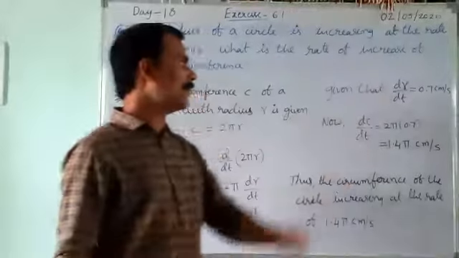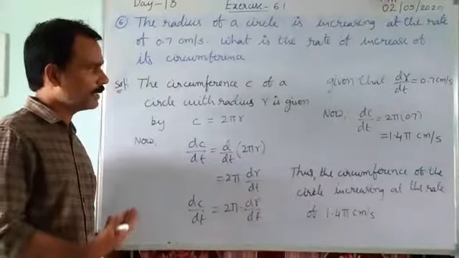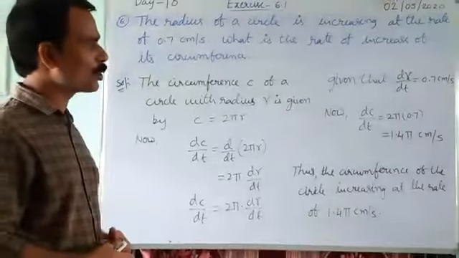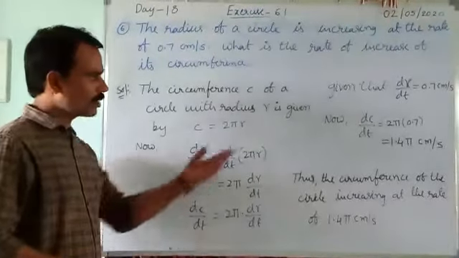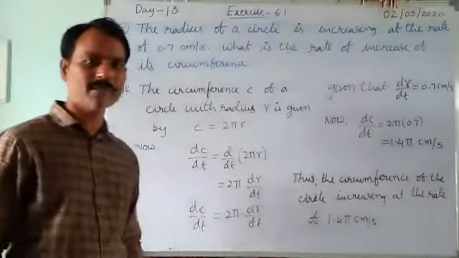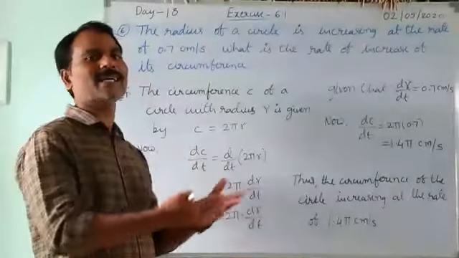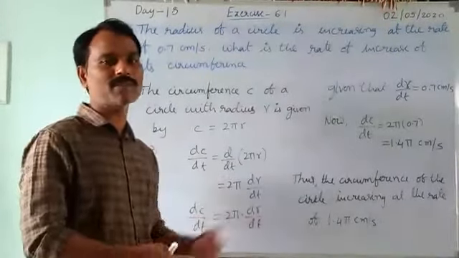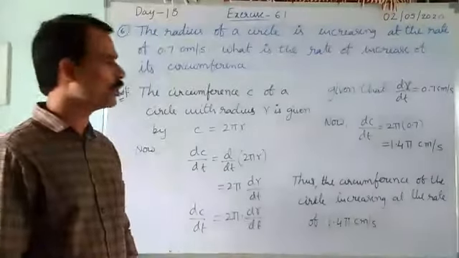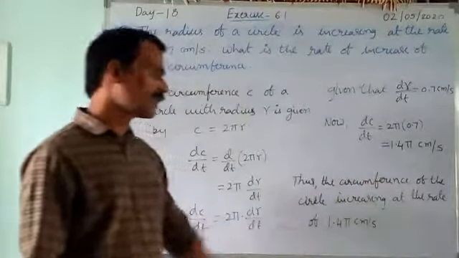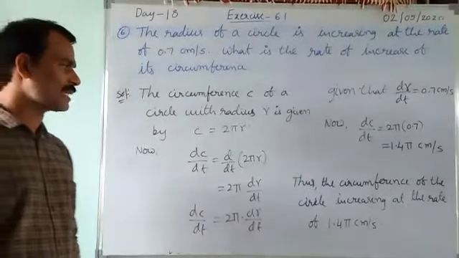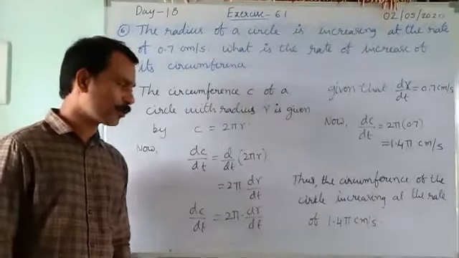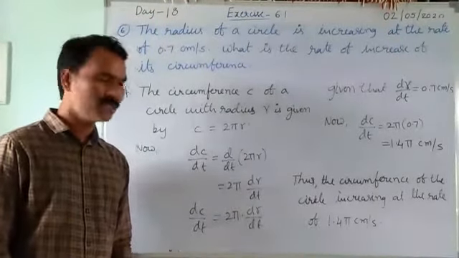Given that dr by dt is equal to 0.7 centimeter per second, and dc by dt is equal to 2 pi into 0.7, that is 1.4 pi centimeter per second. What is the meaning of this, guys? dc by dt means rate of change in circumference with respect to time. We are doing the conclusion for that. Thus, the circumference of the circle is increasing at the rate of 1.4 pi centimeter per second.